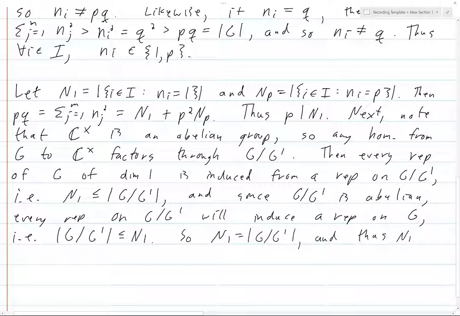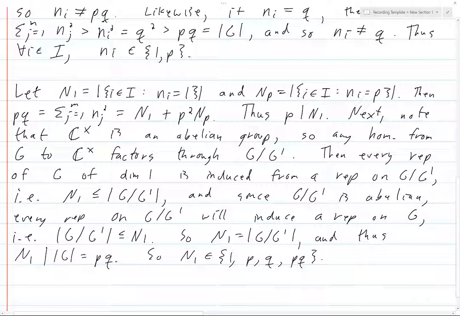let's see here, well, G mod G prime divides the order of G, right? Because the order of G is equal to the order of G prime times the order of G mod G prime. So here, I'm going to write this on the next line. N1 divides the order of G, which is equal to PQ. So N1 is going to be 1, P, Q, or PQ. So we're back in this situation. But right away we know that P divides N1, so N1 is either going to be P or PQ.